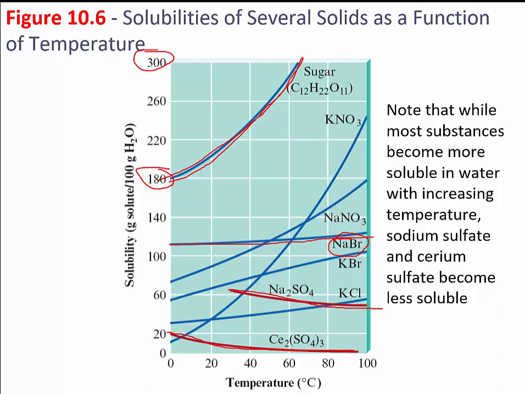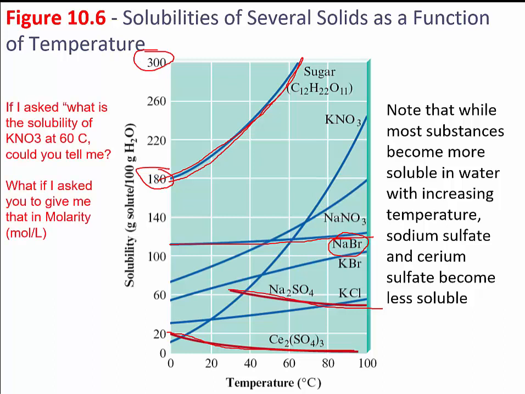But again, you cannot determine just by looking at something whether it's going to drastically change solubility like sugar does, or potassium nitrate would, or if it's going to be relatively flat like the sodium bromide, or whether it's even going to decrease like those two sulfates. Most become more soluble, but the sodium sulfate and the cerium sulfate are less soluble. So, question: if I asked you guys, what is the solubility of potassium nitrate at 60 degrees, could you tell me? Here's the potassium nitrate, KNO3 line. I'm going to go to 60 degrees. Can you read this off? Looks like it's about 120.